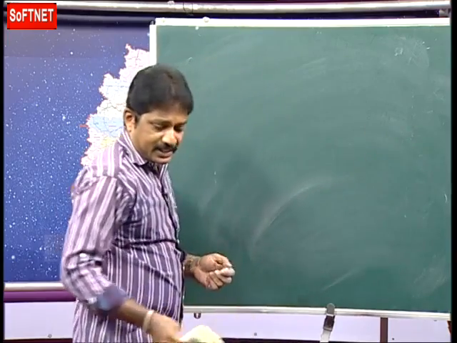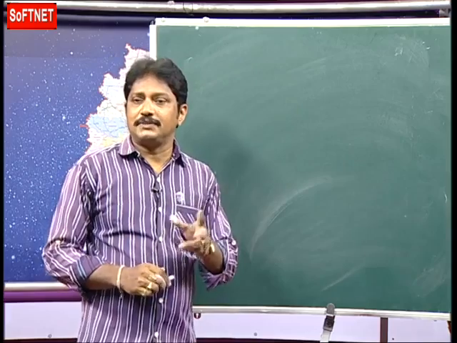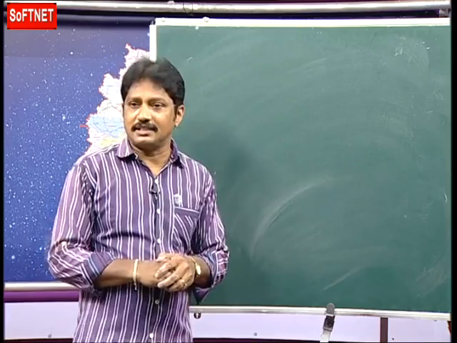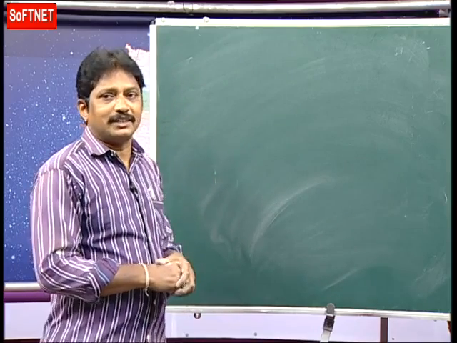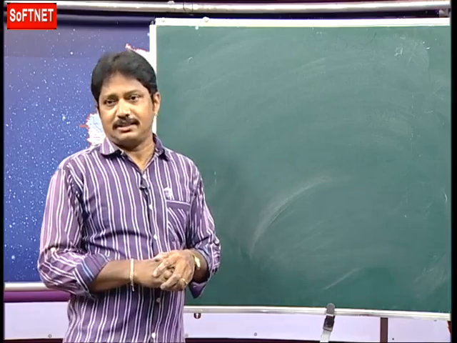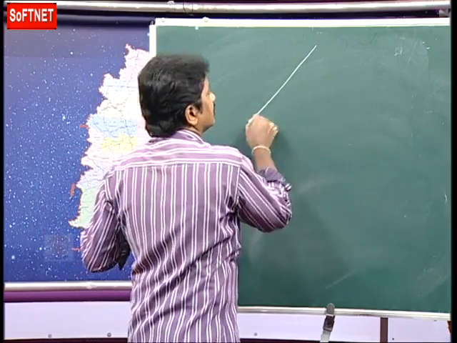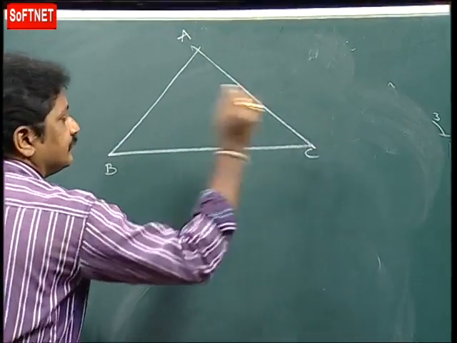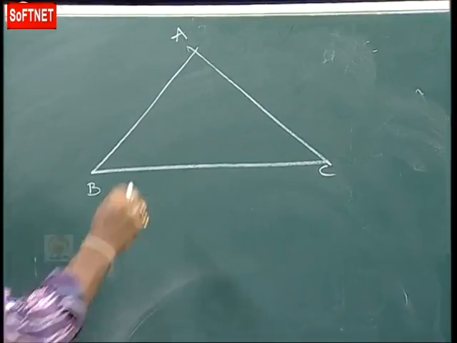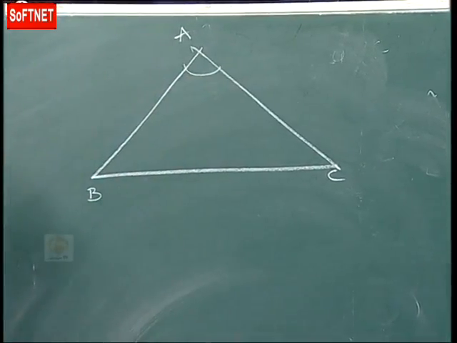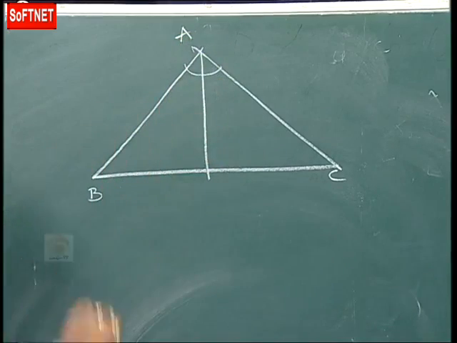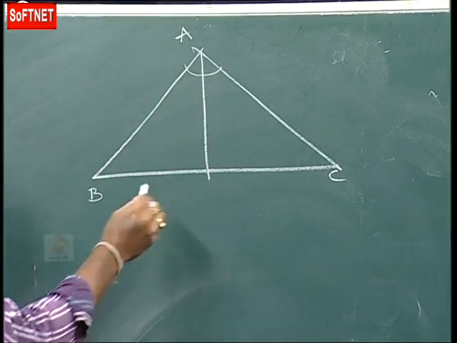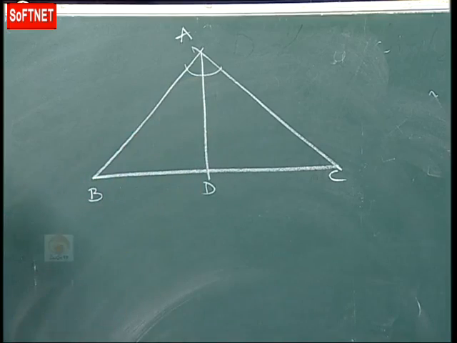Now coming to the next area, we discussed 2 theorems. One is the basic proportionality theorem, and the second one is the Pythagoras theorem. So we have one more. We call it the vertical angle bisector theorem. That's the most important. When you consider a triangle ABC, A is a vertex angle, draw the angle bisector, correct? So say AD is the angle bisector.